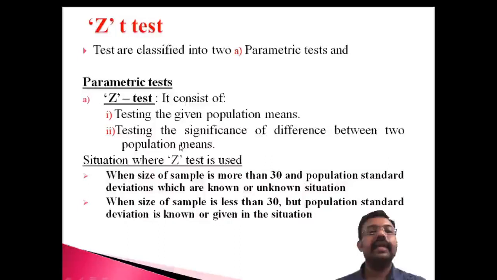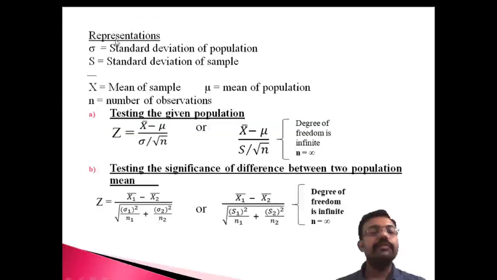Before going to the problem, we need to know the representations. Sigma represents the standard deviation of the population. S is the standard deviation of the sample. X bar is the mean of the sample. Mu is the mean of the population. N is the number of observations.